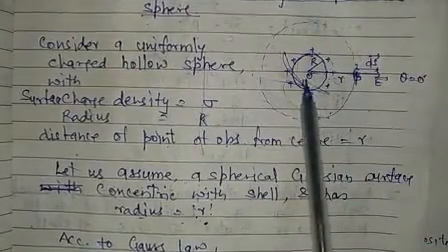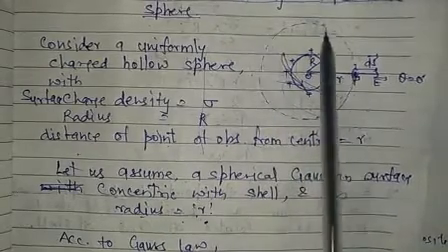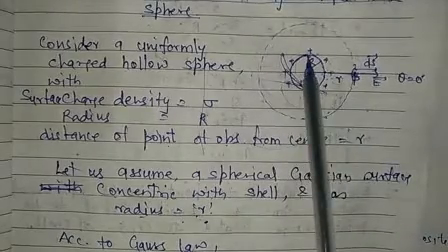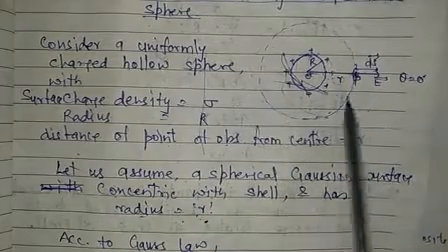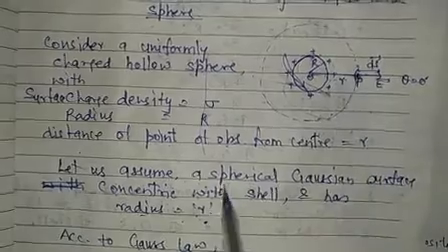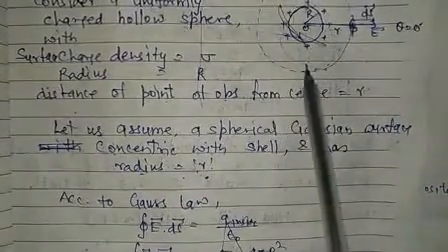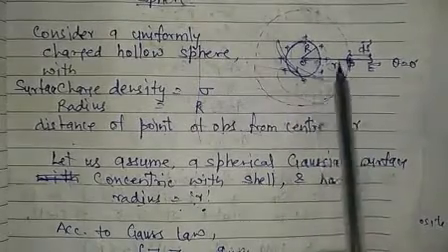Now let us assume a spherical Gaussian surface. This is the spherical Gaussian surface which is concentric with the sphere and is passing through the point of observation, so that the Gaussian surface has radius equal to small r.